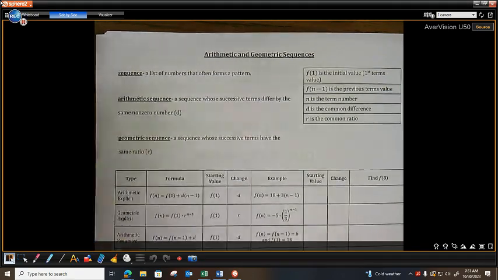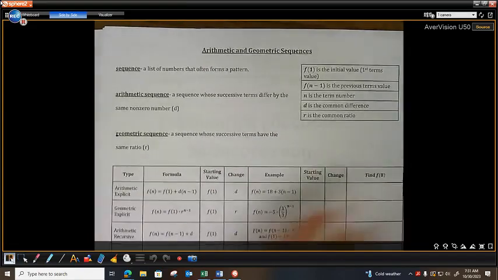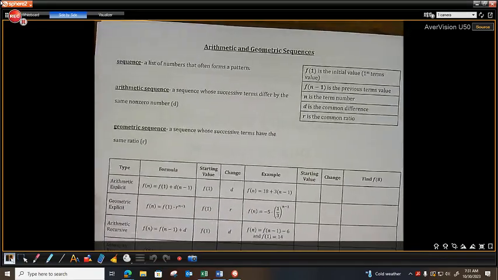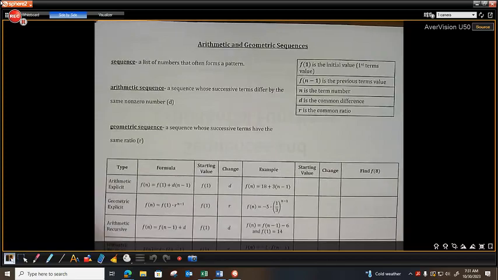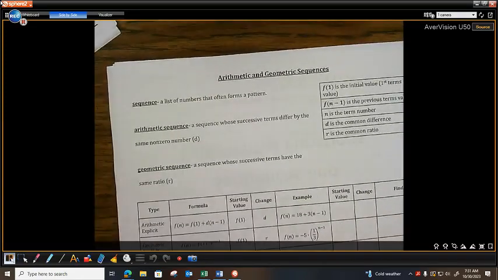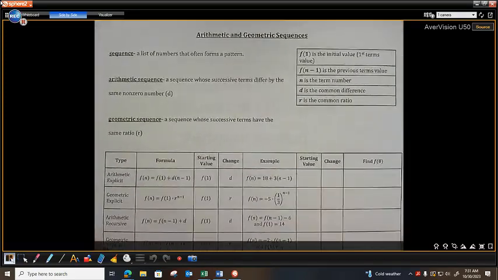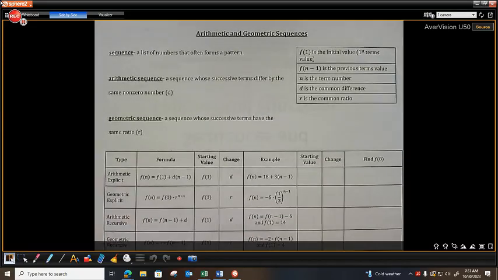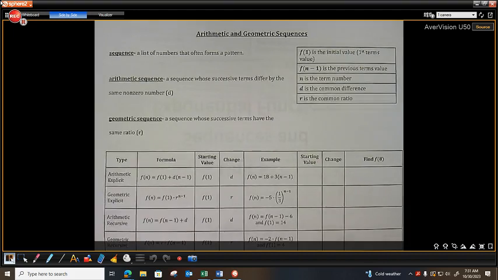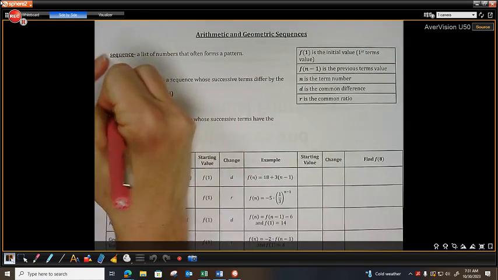First of all, we need to know what is a sequence. A sequence is a list of numbers that often form a pattern. We have two different types of sequences that we are going to look at. Our first one is an arithmetic sequence. That's a sequence whose successive terms differ by the same non-zero number d. Now, what that means is you are adding or subtracting the same number from term to term.